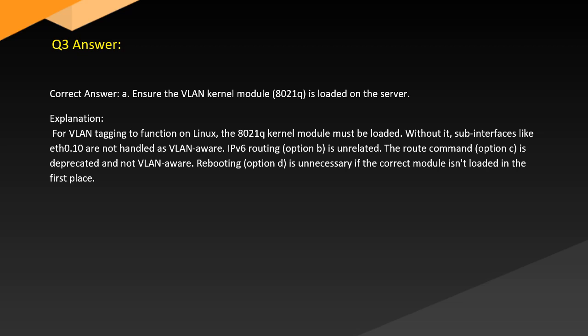Explanation. For VLAN tagging to function on Linux, the 8021q kernel module must be loaded. Without it, subinterfaces like eth0.10 are not handled as VLAN aware. IP routing, option B, is unrelated. The route command, option C, is deprecated and not VLAN aware. Rebooting, option D, is unnecessary if the correct module isn't loaded in the first place.